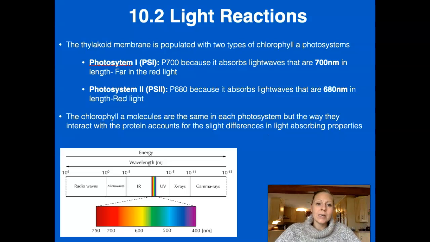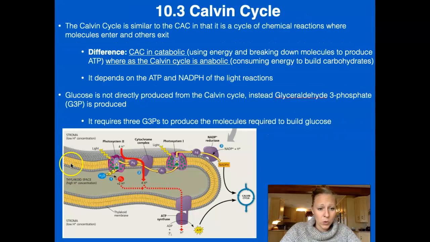The light reactions. The thylakoid membrane is populated with two types of chlorophyll, in two different photosystems. There's photosystem 1 and there's photosystem 2, or PS1 and PS2. And so let me show you. There's a picture of this here. Here's our thylakoid membrane. And we have chlorophyll 1 and chlorophyll 2, but we have right here our photosystem 2, which is what we're going to talk about first. And here's our photosystem 1. And so these are all part of the light reactions, all part of the same process.